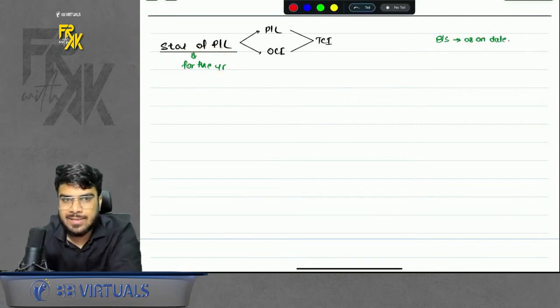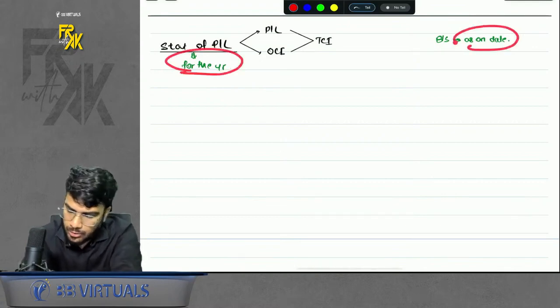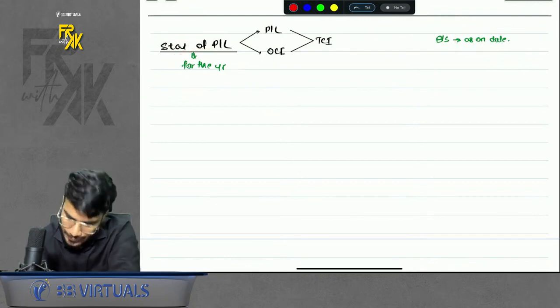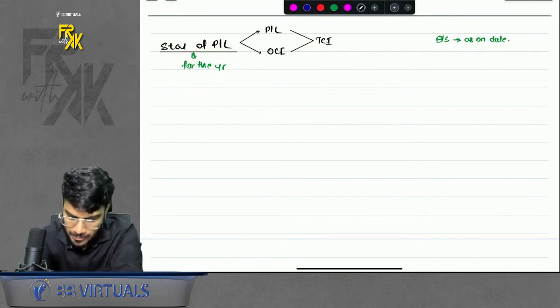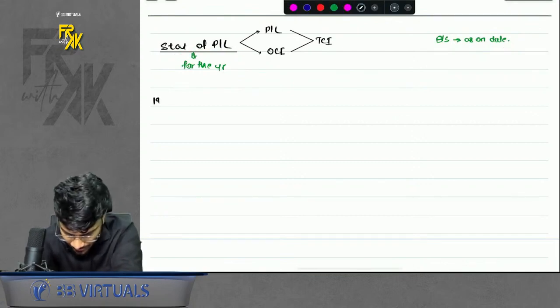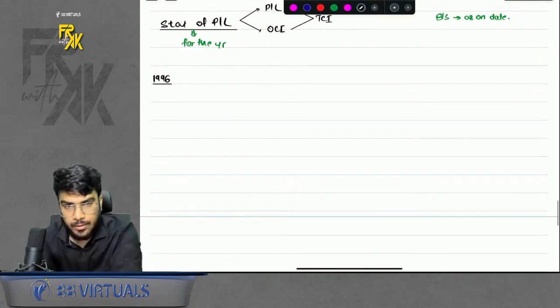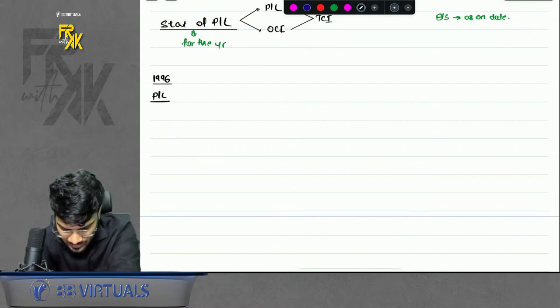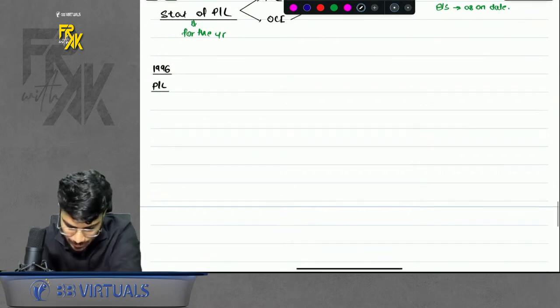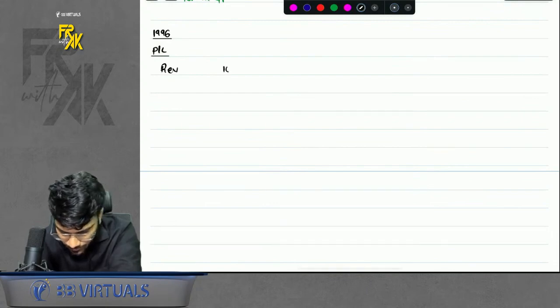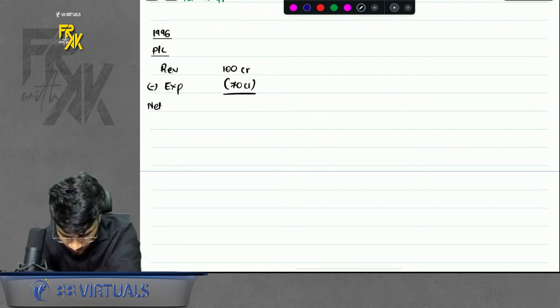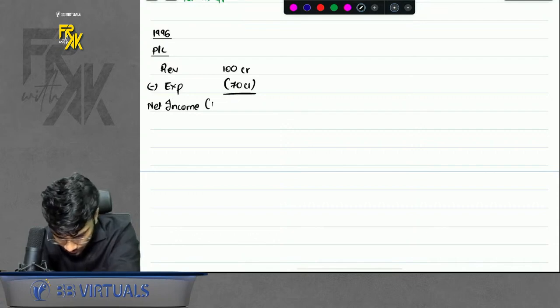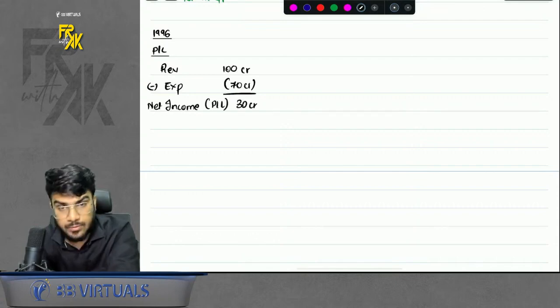See, ideally you study these things in your 11th standard, in your college, right? But assuming that you don't know these, I have to explain this. Okay, so what does this mean? Let's take one example. Let's say we are standing in the year 1996. We have two aspects, one is P&L, one is OCI. So let's say under P&L you have a revenue of 100 crores, then you incur some expenses of 70 crores, so you have a net income in profit and loss of 30 crores, right?